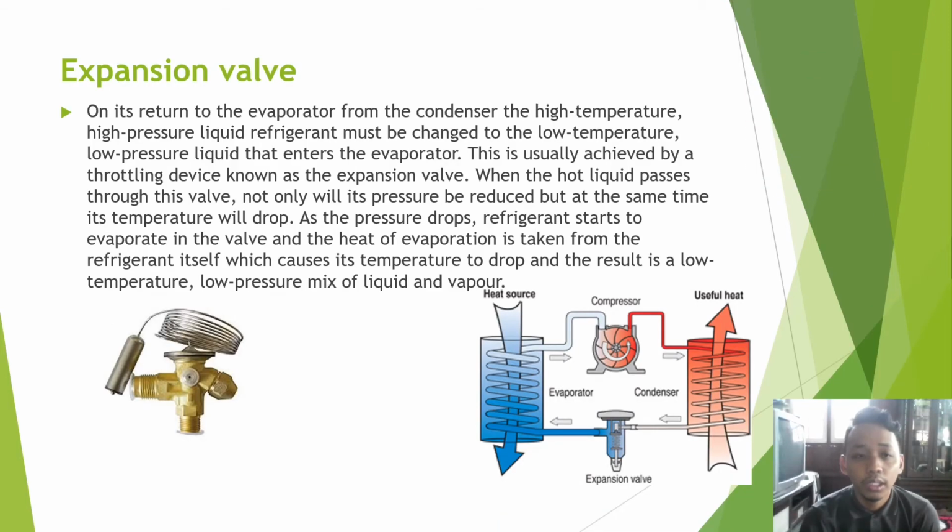Okay, what is an expansion valve? Basically, the expansion valve is one of the parts of the heat pump that reduces the pressure and temperature of the liquid that came from the condenser. It also changes the liquid state to the gaseous state, and then it is sent back to the evaporator.